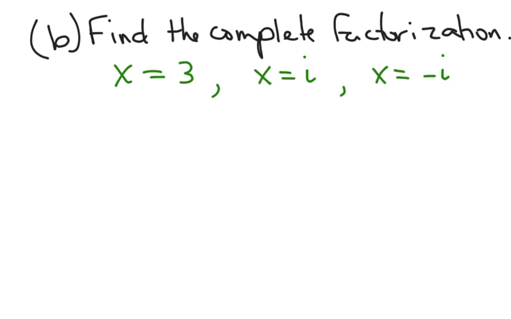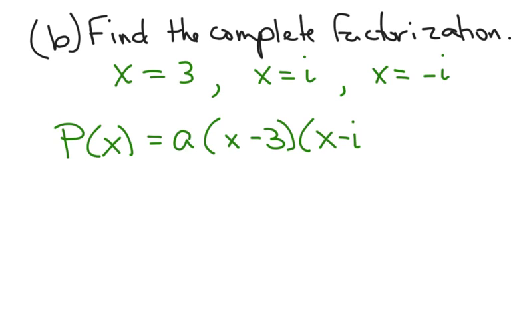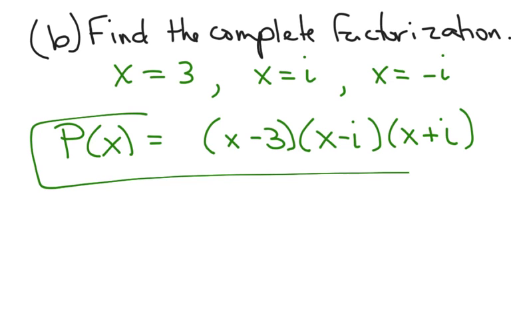So if I write this in factored format, I'm going to have A. The first factor is x minus 3. The next factor is x minus i. And the next one becomes x plus i, because you're plugging in a negative i. A is the leading coefficient of the polynomial, and in this particular case, A was 1. So this basically goes away, and this is the complete factorization.